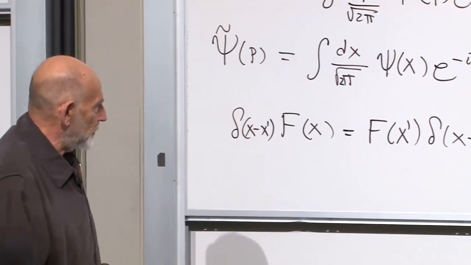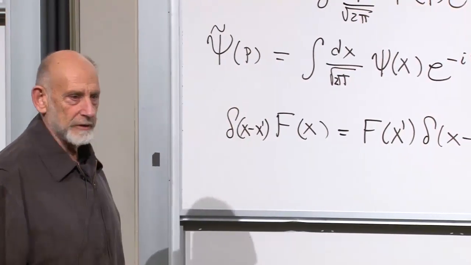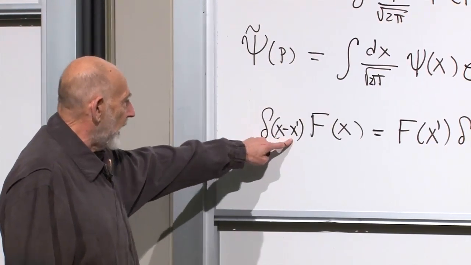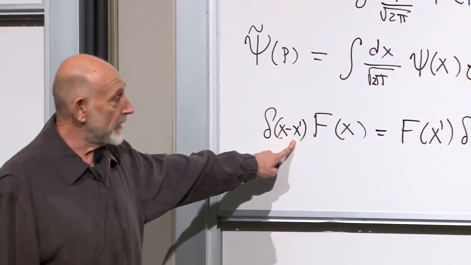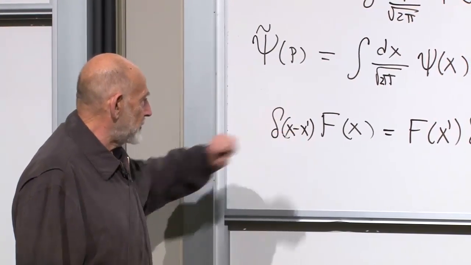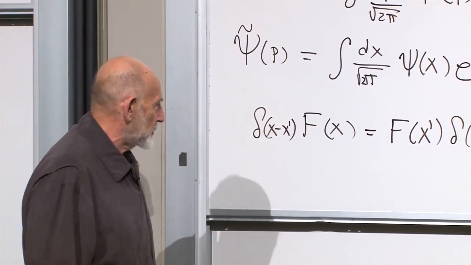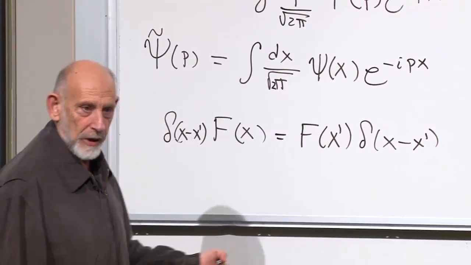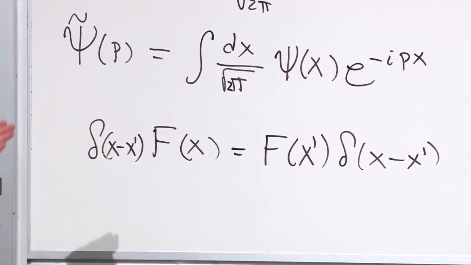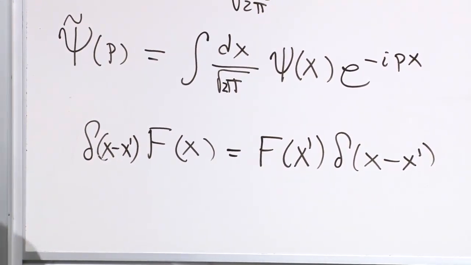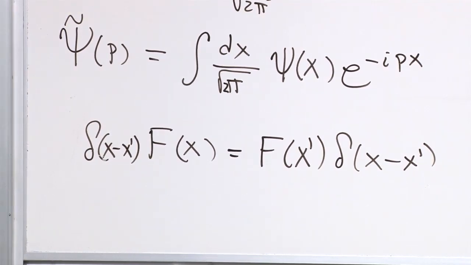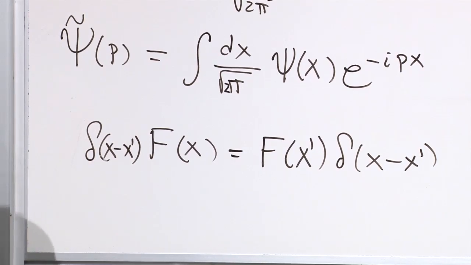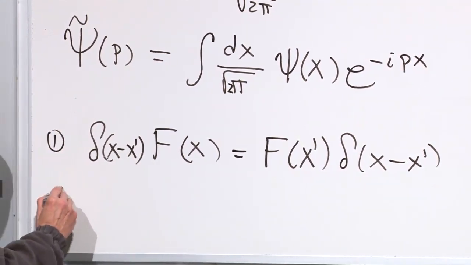Why would that be true? That certainly wouldn't be true for a general function, delta. The reason it's true is because delta is only non-zero when x is equal to x prime. So it's no big deal. Delta of x minus x prime is only non-zero when x equals x prime, and therefore it doesn't matter whether you put x or x prime when multiplying it by a function. So that's property number one. Next, property two.